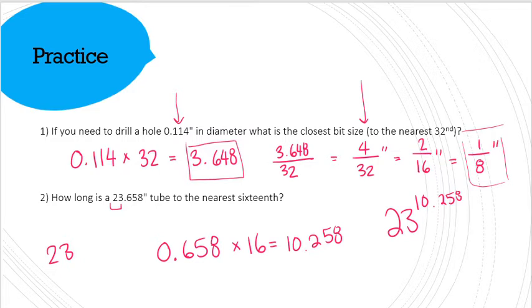Oh, sorry, 528. My bad. A little bit of number flipperoo there. Let's try that again. 10.528. 528 over 16, which is ridiculous. So we change that to 23 and 11 over 16 inches.